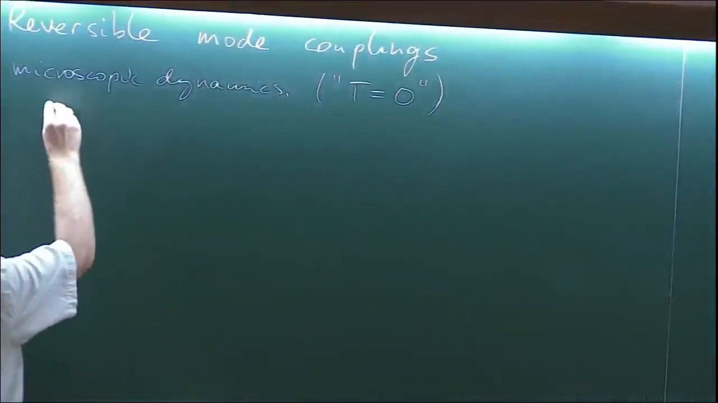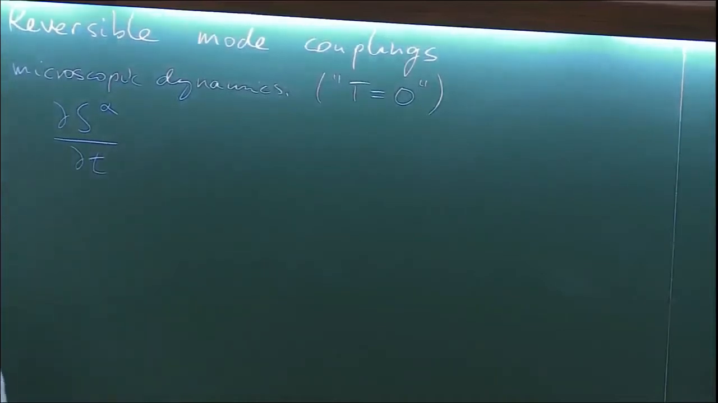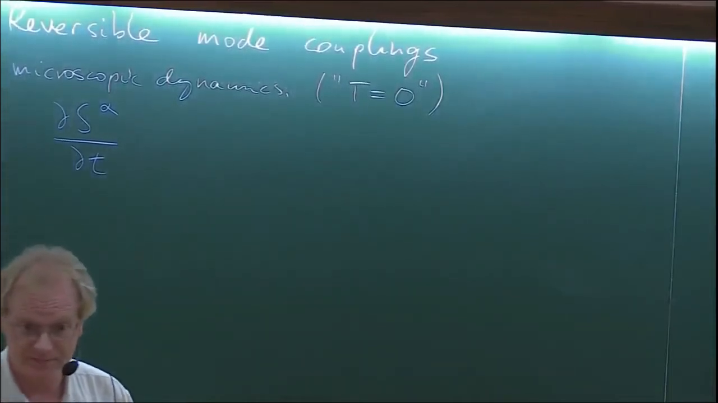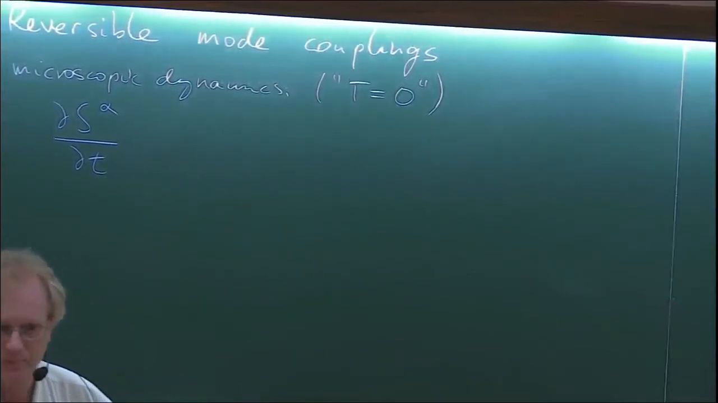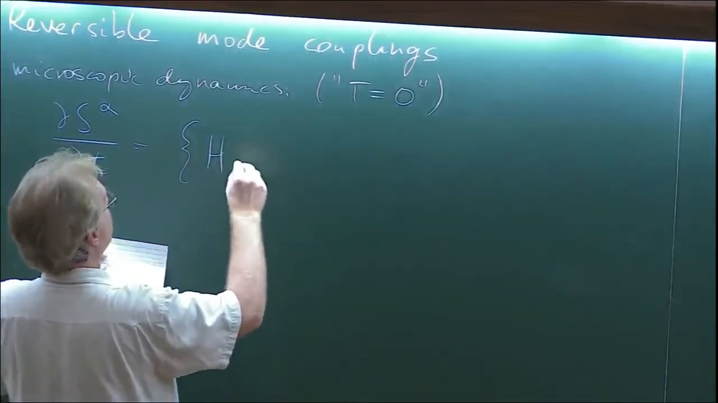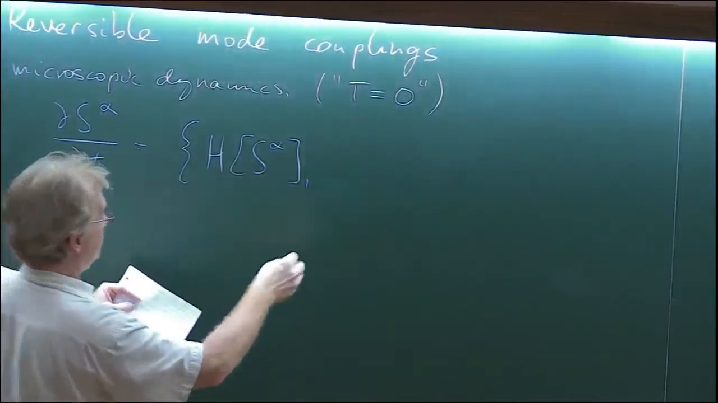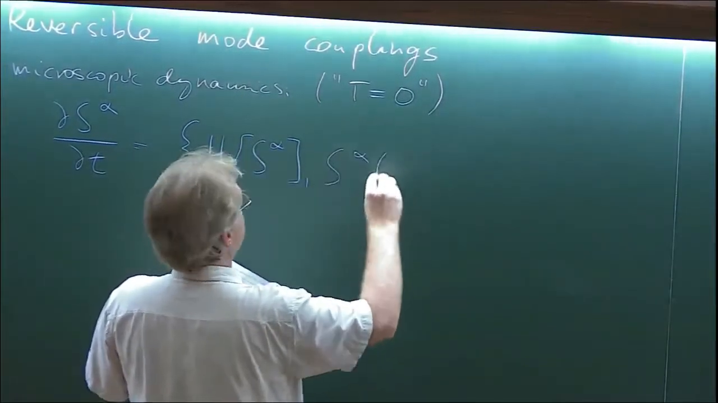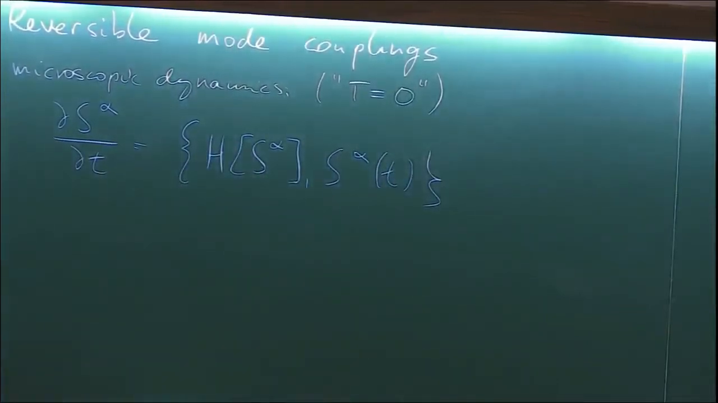So what you would do, if I'm using the classical language, is I would have some observables that live in phase space somewhere. And the dynamics of these things classically is given by Poisson brackets with the Hamiltonian. Right, this is Hamiltonian classical mechanics. So I need to figure out the Poisson brackets of the Hamiltonian that will depend on these dynamic variables, S alpha of t. That's fully reversible microscopic dynamics.